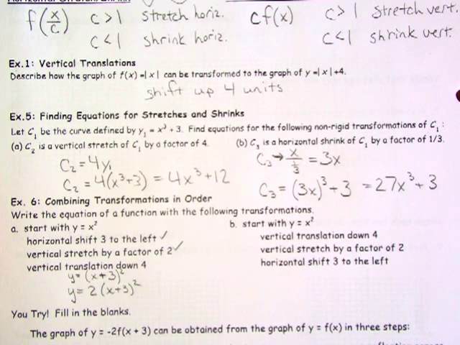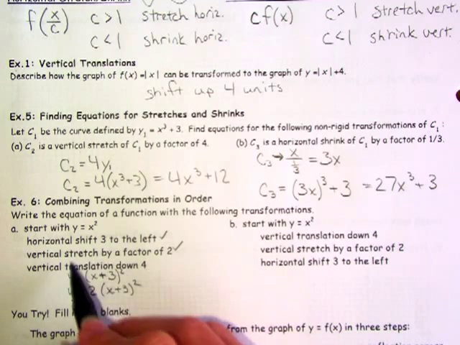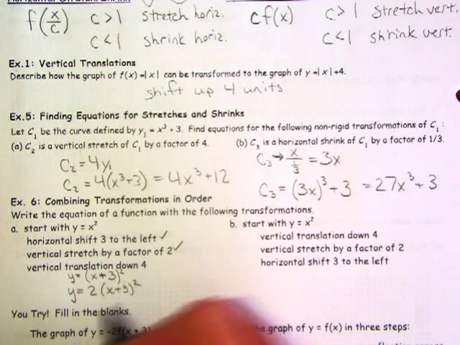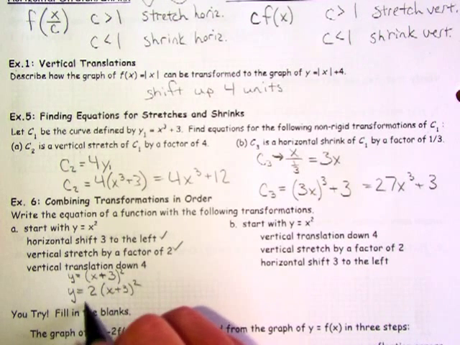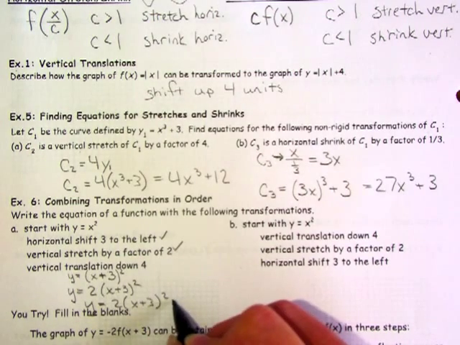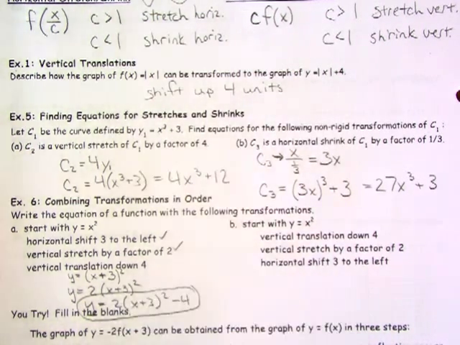And then I want to do a vertical translation down 4. So again, down applies to the whole value of the function. Down 4 means I'm going to subtract 4 from it. So finally I get to y equals 2 times x plus 3 squared minus 4. That is my new function that started as x squared and had these 3 translations performed on it.